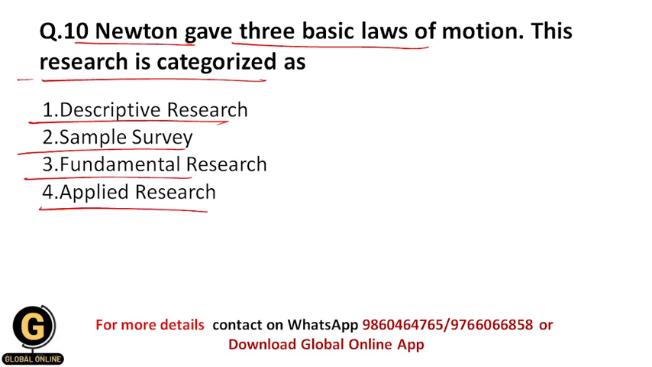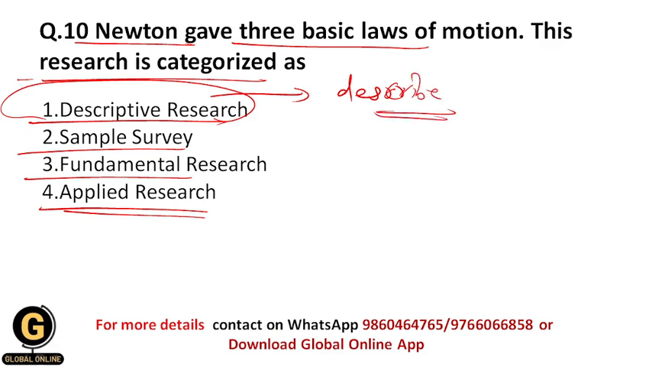So basically students, we have discussed fundamental research and applied research in this video. Now I am going to describe what descriptive research is and what a sample survey is. Descriptive research is a type of research in which we describe characteristics. Basically we describe any kind of situation, incidence or fact by using this kind of research.